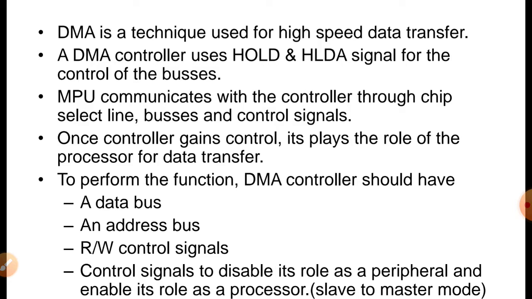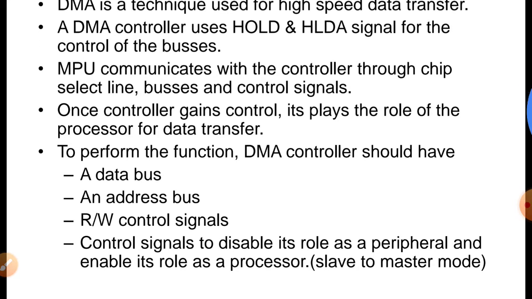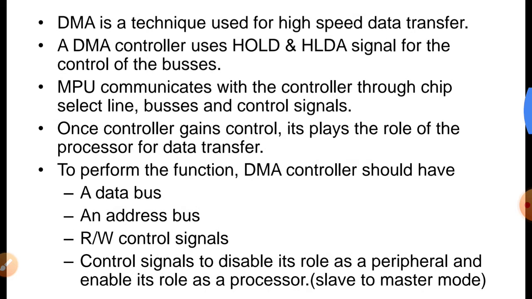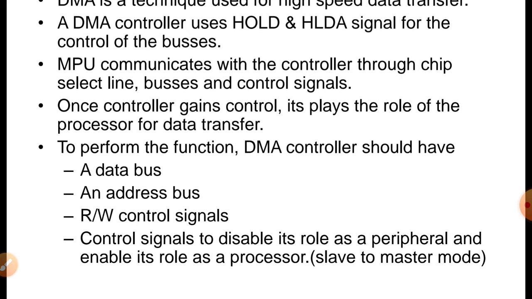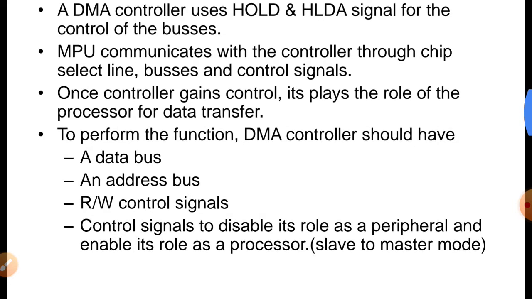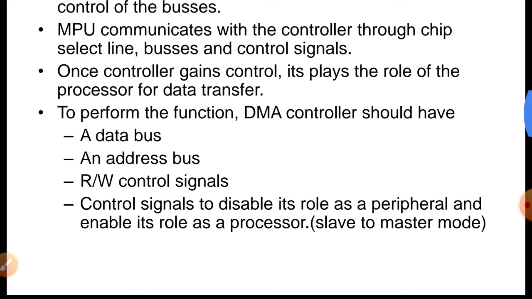So, that is why normally the DMA controller is said to be working in two different modes. One is the slave mode, another is the master mode. It will be working in slave mode whenever it is requesting the microprocessor to release the buses and to take the control over the buses. And once the control of the buses is released and given in charge to the controller, the controller starts working as a master.